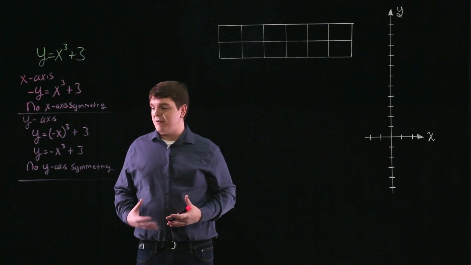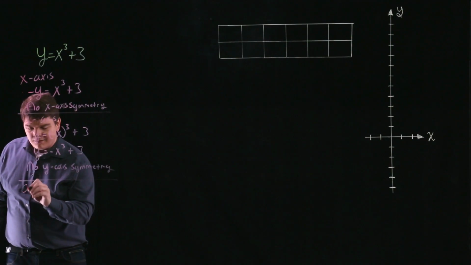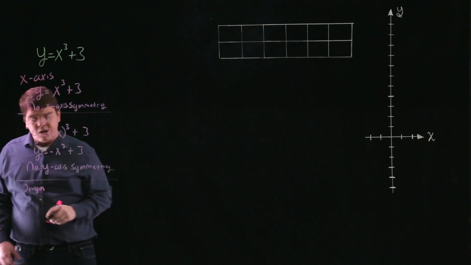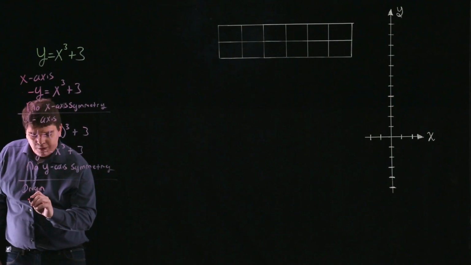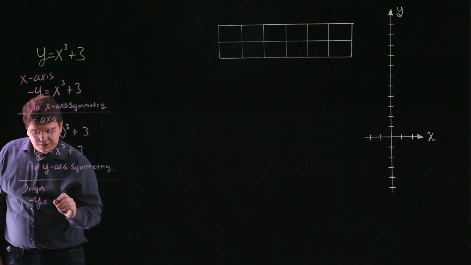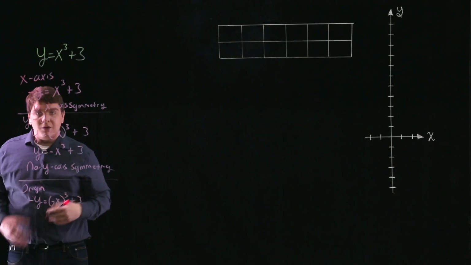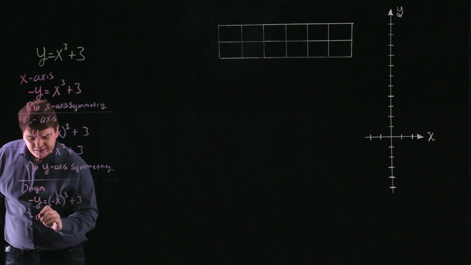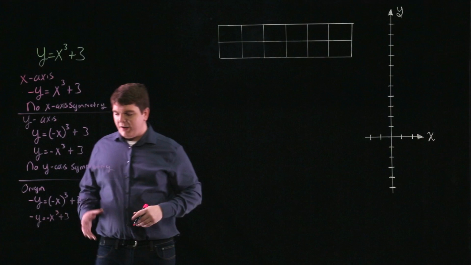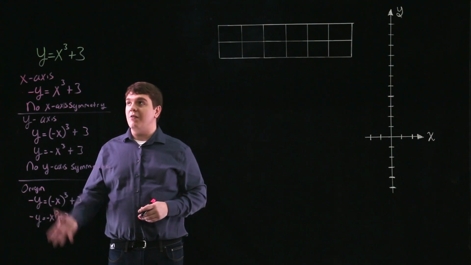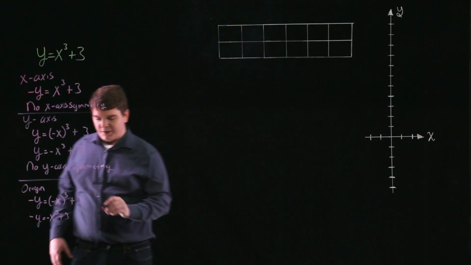The last symmetry that we have to test for is symmetry with respect to the origin. So in order to test for origin symmetry, we replace x with negative x and y with negative y. Doing so, we have negative y is equal to negative x cubed plus 3, which we can simplify and rewrite as negative y equals negative x cubed plus 3. Again, you'll want to note that this equation is not equivalent to the equation that we started with. So we do not have origin symmetry.